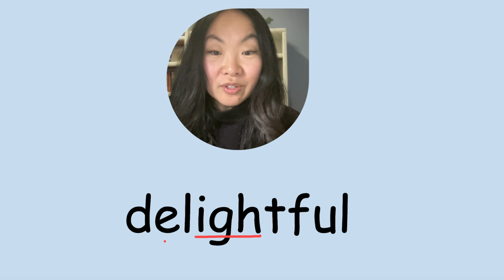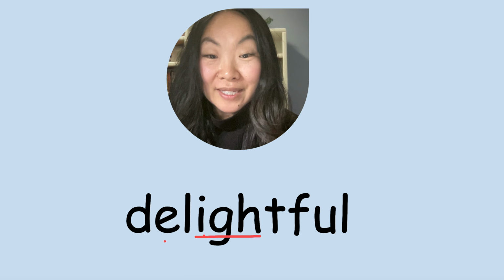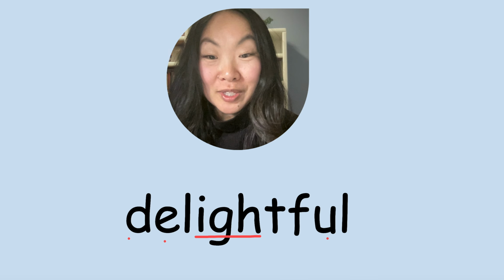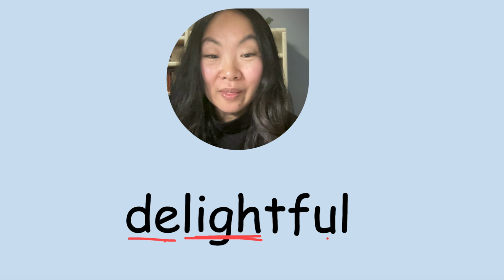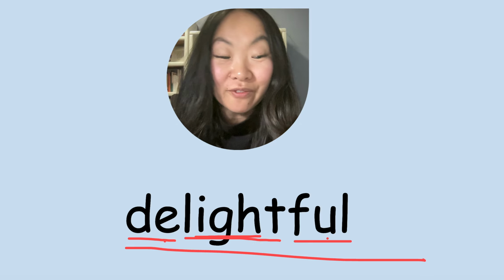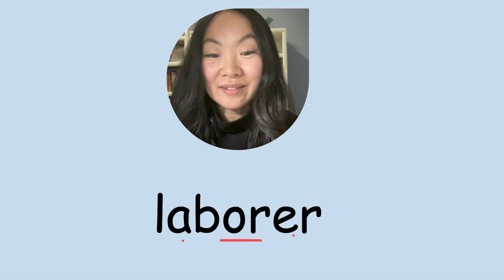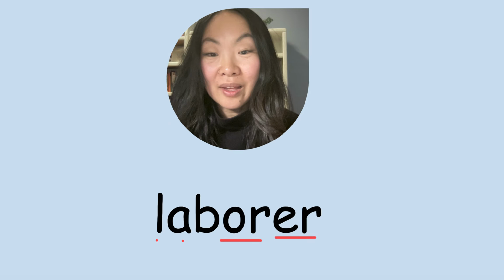These 3 letters make up the long I sounds. I'm going to underline I, G, and H. Now I'll read it by word parts. Full. Now I'll read the entire word. Delightful. Laborer.